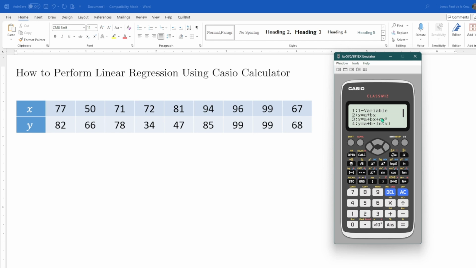since we are talking about simple linear regression, I'm going to use the two variable, which is the linear regression here, number 2, which is y is equal to a plus bx. I'm going to choose 2, and then I'm prompted to key in the values of x and y. So we're going to key in the values of x and y.